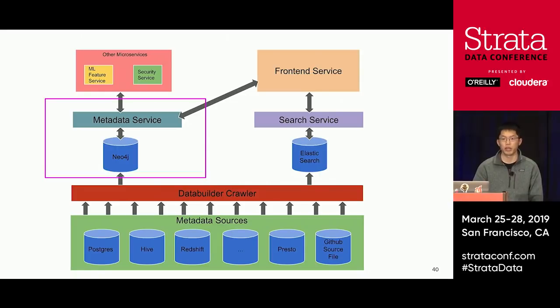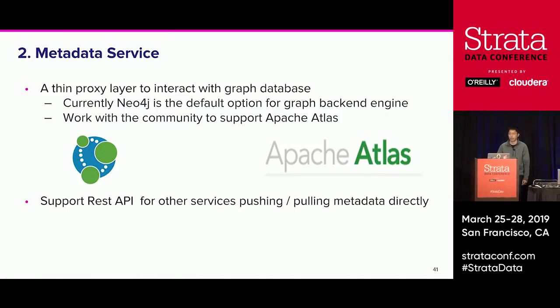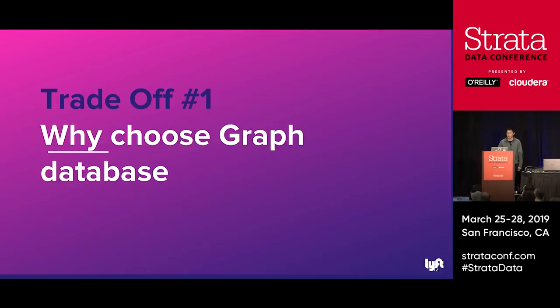One is a machine learning feature service, which generates the features for machine learning training purposes. They are ingesting the feature tagging into our metadata graph to allow all these features for better discovery. The other is the security compliance service, which generates some security-related tagging into our metadata graph. So it's using Neo4j as the default graph database, but we are working with the community to support using Apache Atlas as another option for backend engines.